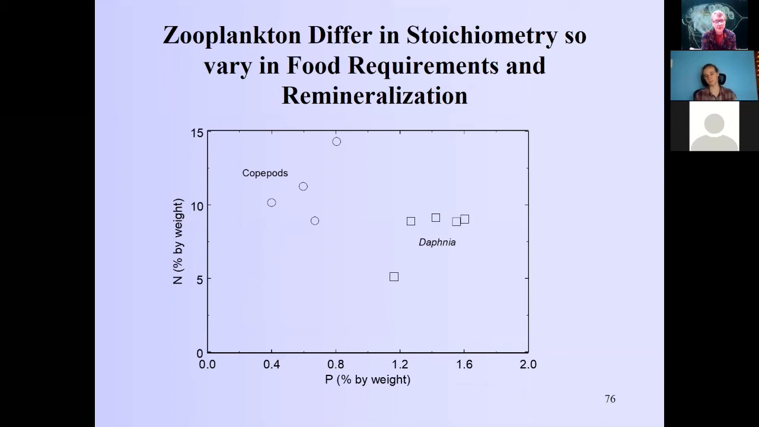And different animals vary in their stoichiometry. This is why I put the copepods and the Daphnia up, because I'm going to be talking about Daphnia and copepods. We see that a Daphnia in general tends to be richer in phosphorus than nitrogen relative to a copepod, which tends to be richer in nitrogen than phosphorus. Okay, so you can guess which of these animals is more likely to be limited by phosphorus in their diet, Daphnia or copepods.